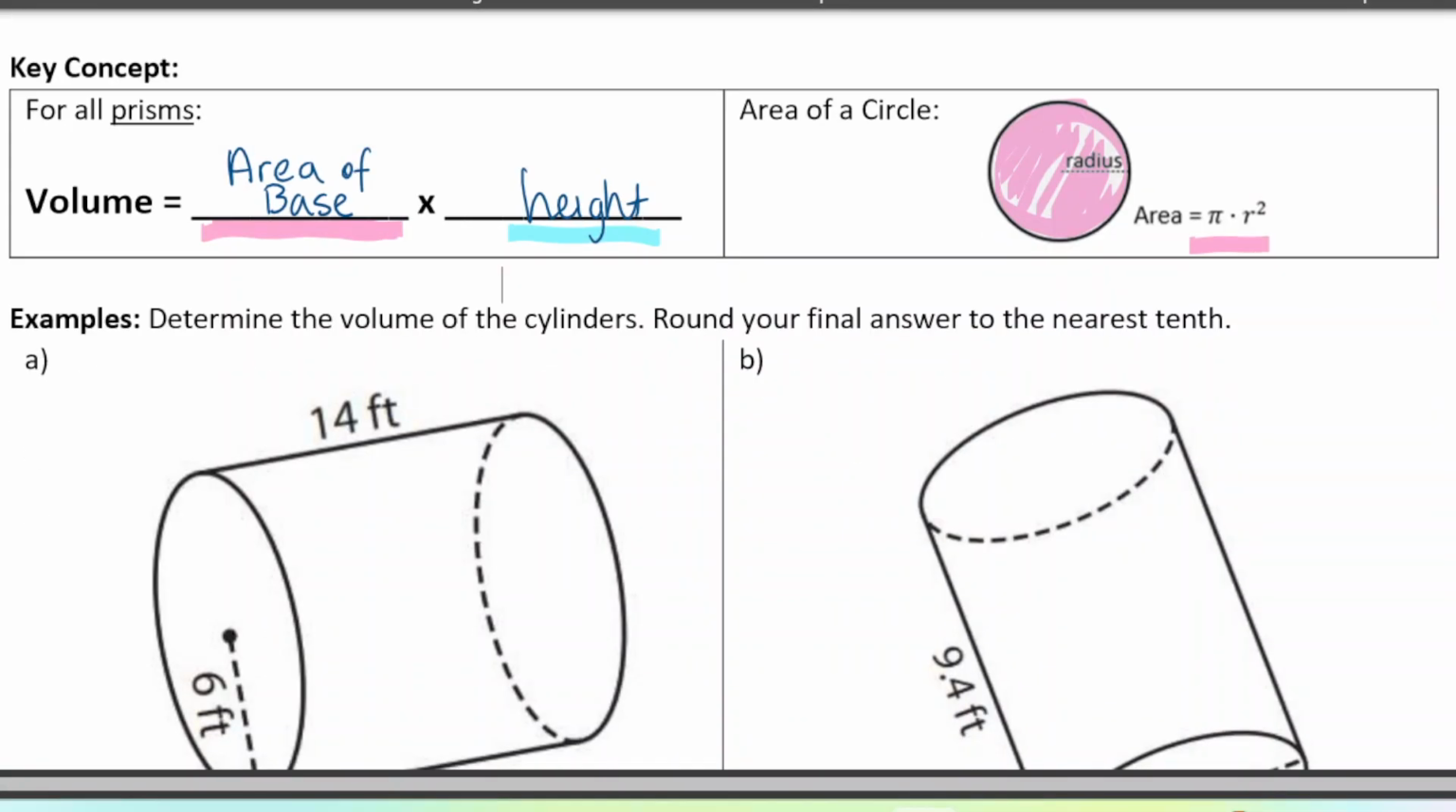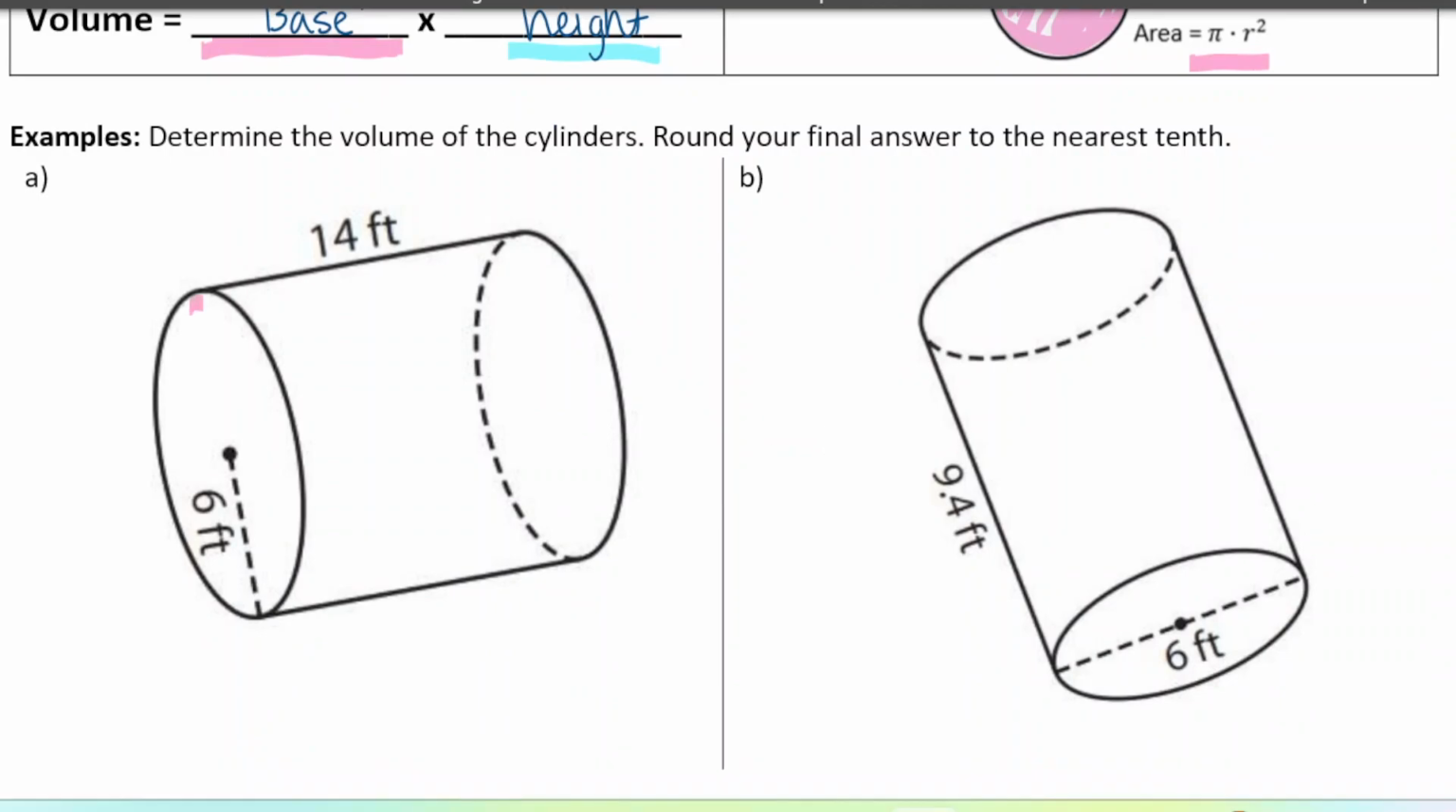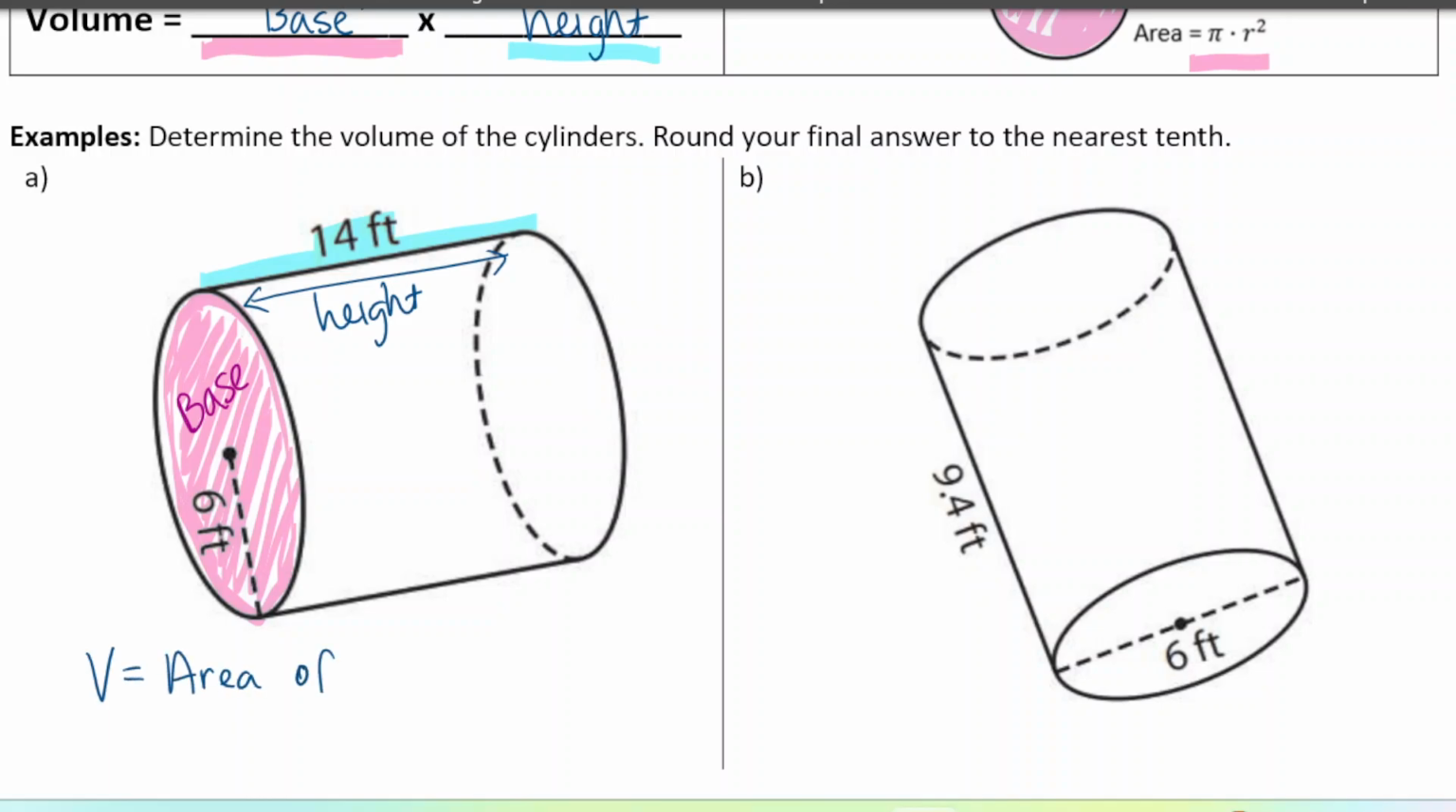Okay, so let's practice. All right, so we have 2 cylinders here. Again, the base will be the circle. So this is going to be our base. And then the height of the cylinder, in this case, is going to be 14 feet. So for every single prism, it's the same formula. It's always area of base times height.